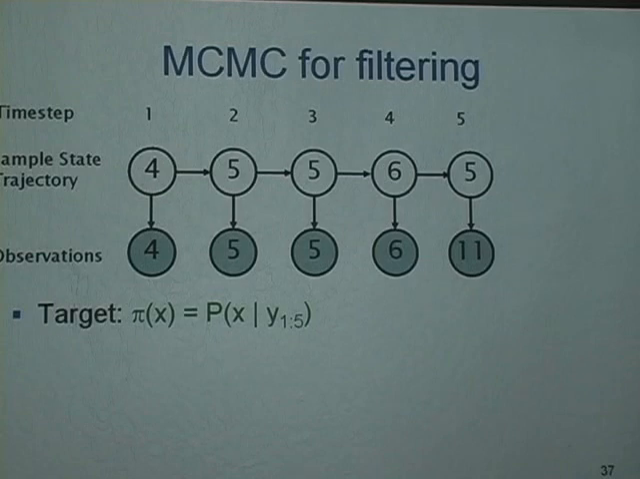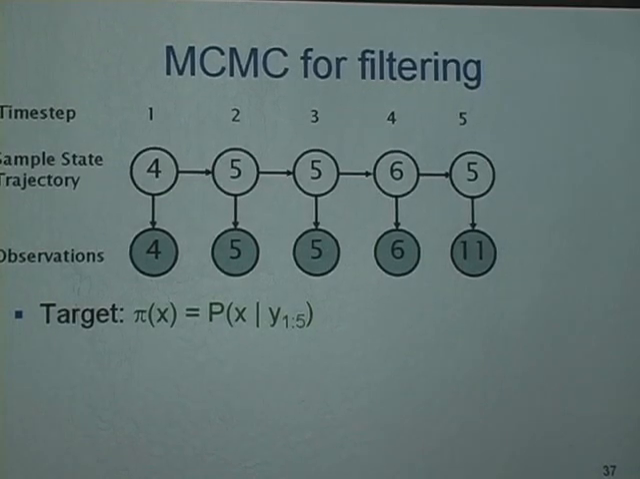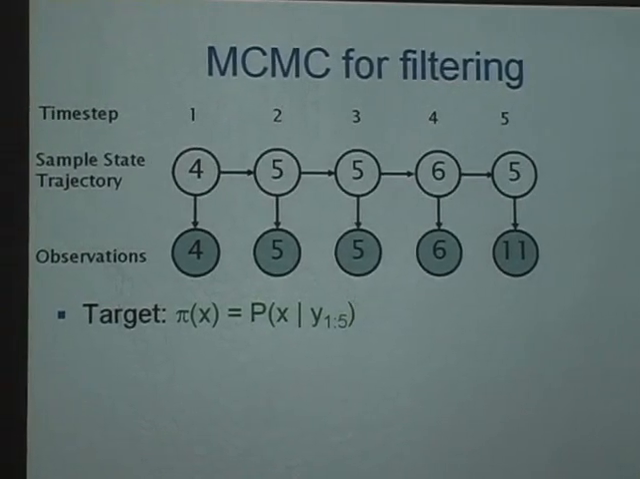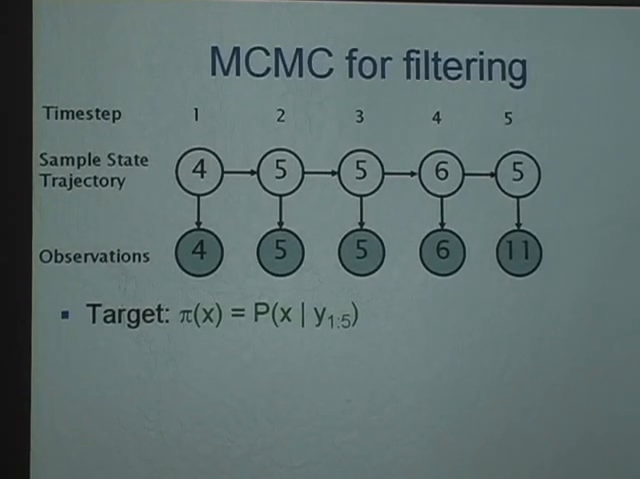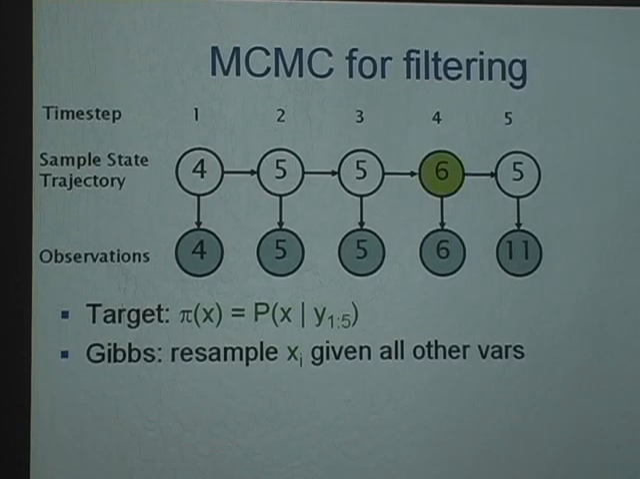So how would that look? Here's a filtering situation. Let's say we've seen these observations, and to say how a Markov chain works, we have to say how to update it, how to simulate from it. Let's say the current state of the computational Markov chain is on the second row there: 4, 5, 5, 6, 5. So how do we resample this? Well, it's just the standard Gibbs sampling recipe. Randomly pick one of the components, say the fourth one, and now resample just that hidden state given everything else. That's what we have to do on each step.